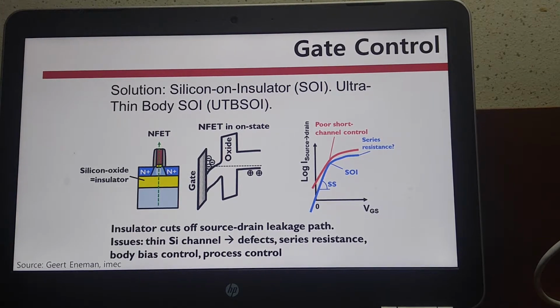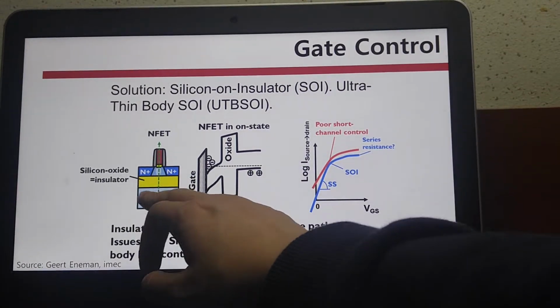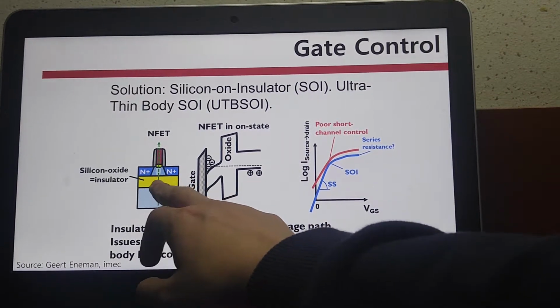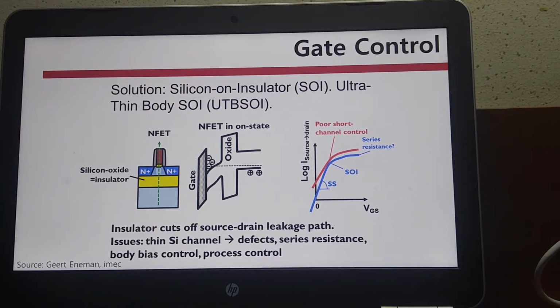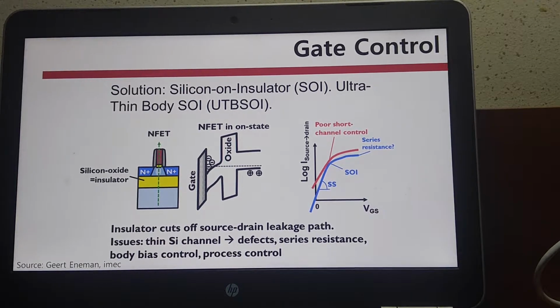The next method is using SOI, and SOI is an abbreviation of silicon on insulator. We cover silicon oxide on the body here, the yellow part. This prevents punch through. Furthermore, it can prevent leakage current, so gate controllability would be improved. But this also has some problems.